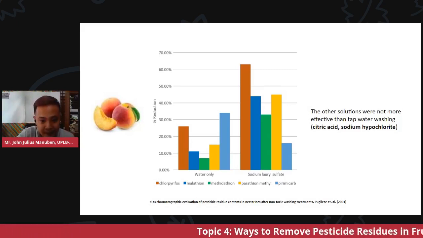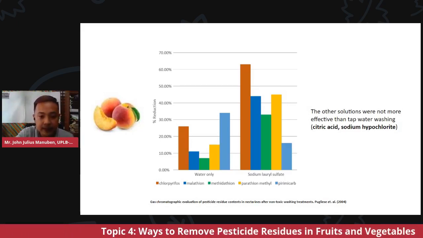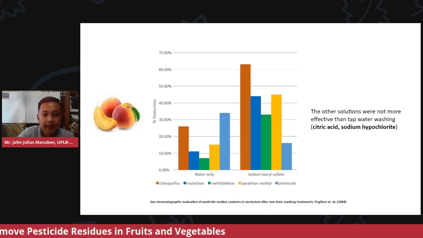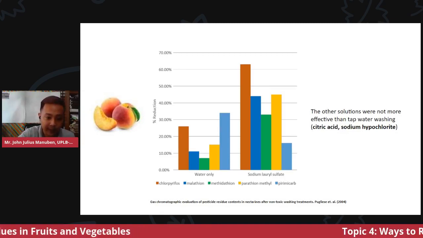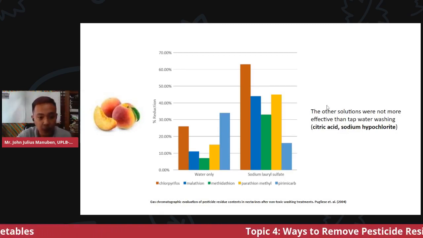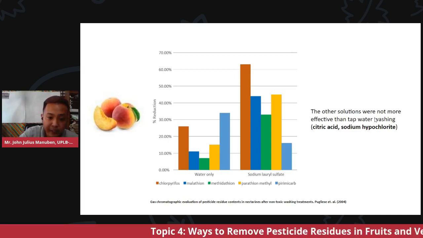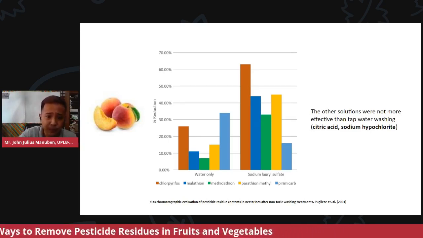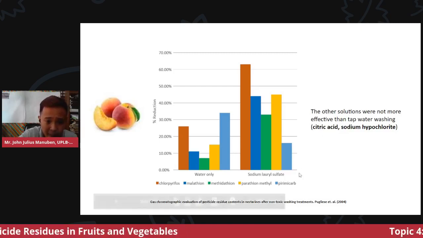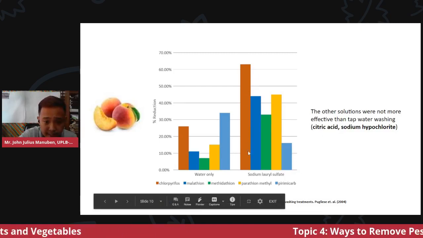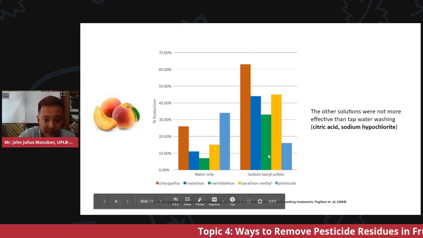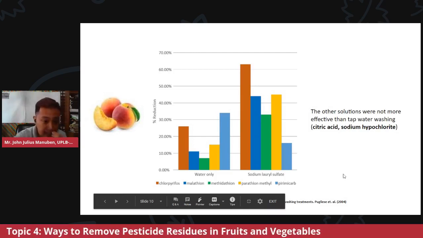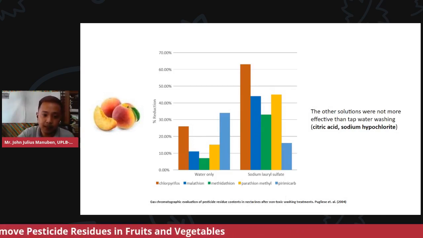So, dito sabi nila, yung washing with citric acid and sodium hypochlorite ay hindi ganun ka-effective kumpara sa water. So, halos same lang sila ng result ng washing with water. But when they use sodium lauryl sulfate, medyo tumaas yung percent reduction. Kitang-kita dito sa chlorpyrifos, evident din dito sa malathion and parathion methyl. So these are, ginawa nila to sa nectarine.